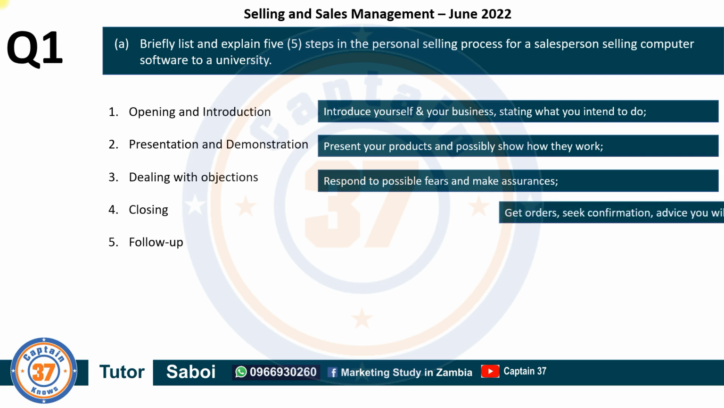And when it comes to number 4, which is the closing, get orders. The idea here is that you want some form of action. You want the customer to give an order. Possibly you want them to seek confirmation of additional information, or you want the customer to provide you with their mobile number or their email address so that you can provide them with more information. Yours is to end the presentation by getting commitments from customers. That commitment can be as simple as you providing more information which the customer would have requested.